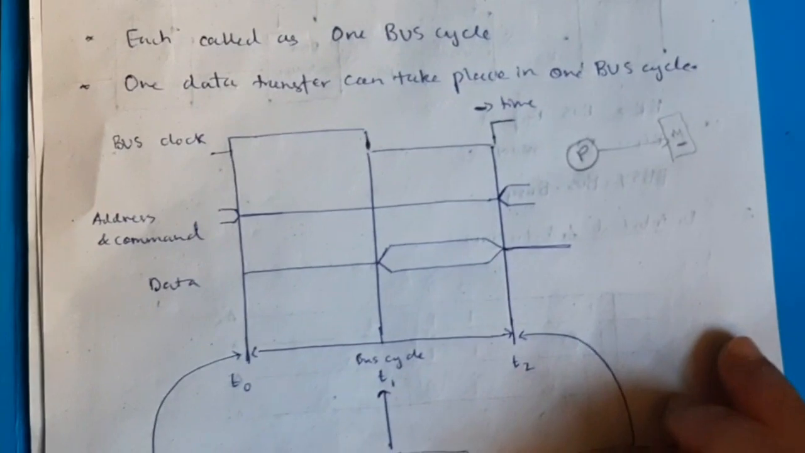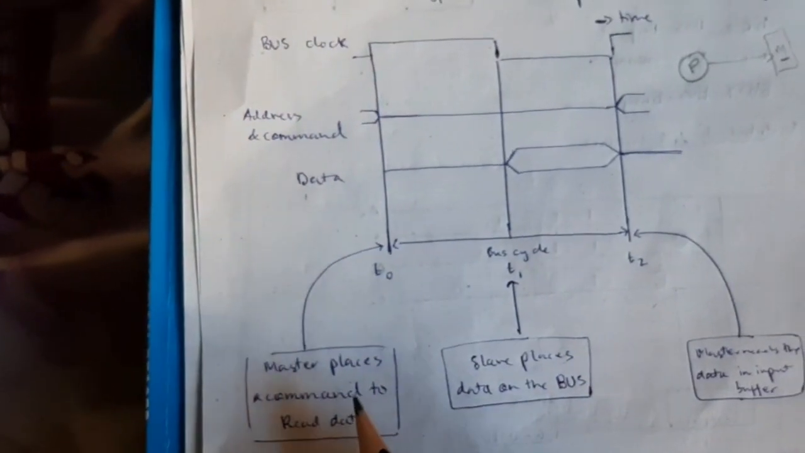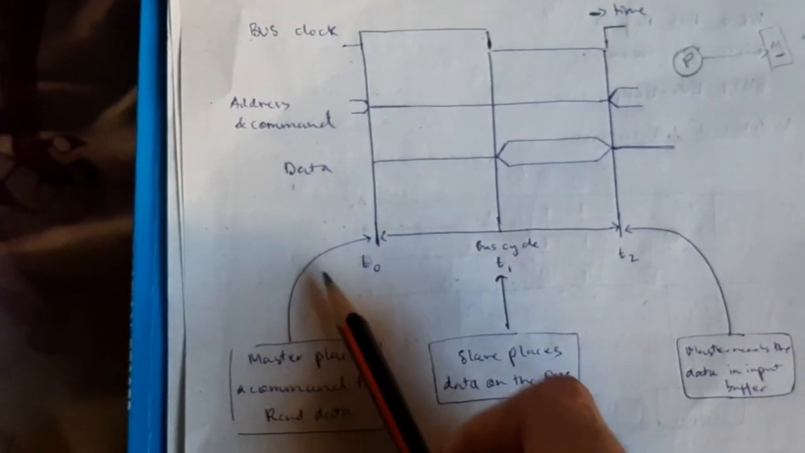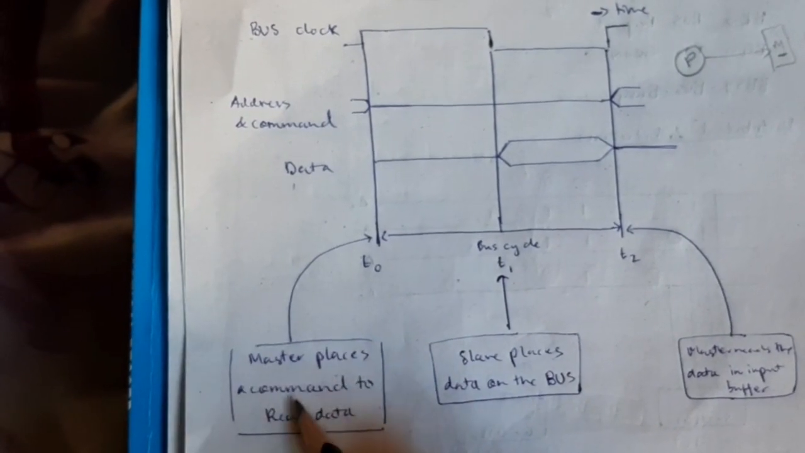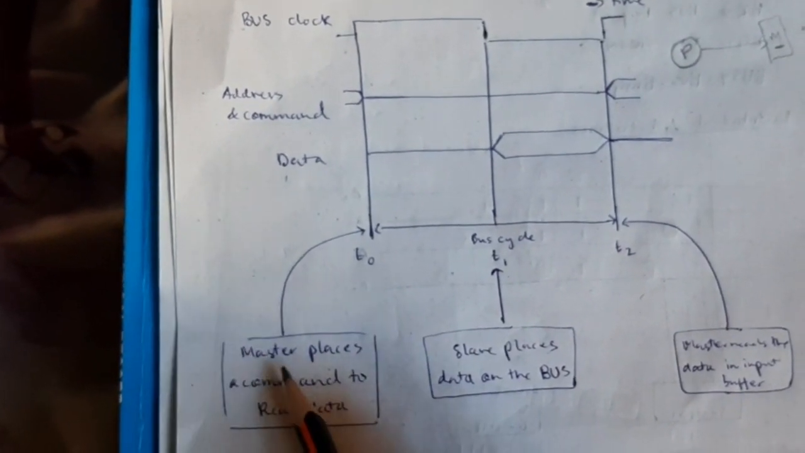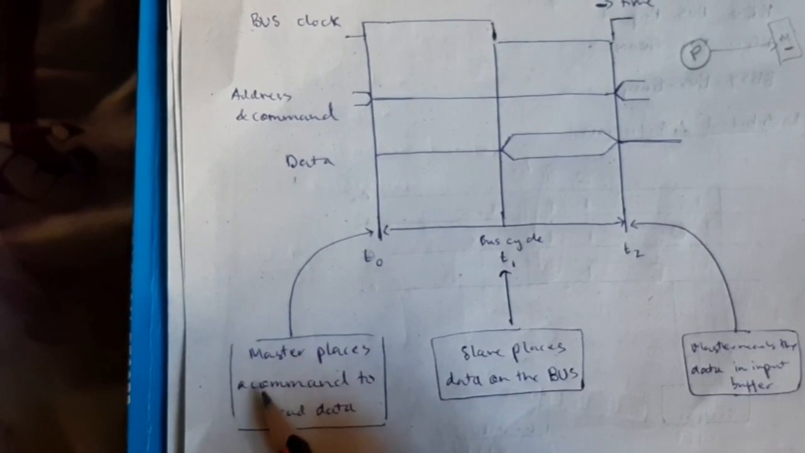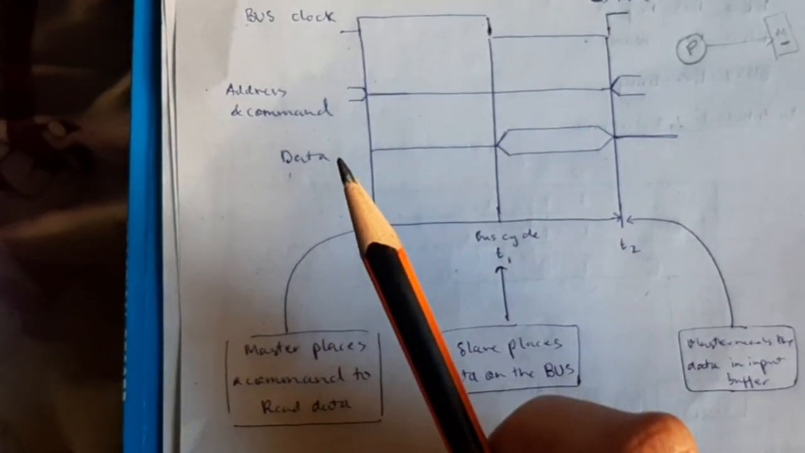So it will be executed in 3 steps. In the first cycle, meaning in the first time gap, the master places a command to read the data. Master is who? The processor. The processor will place a command to read the data. That will only happen in the first cycle.